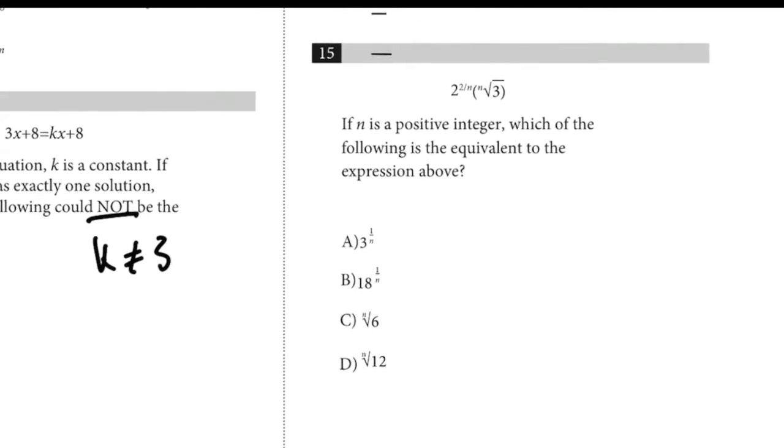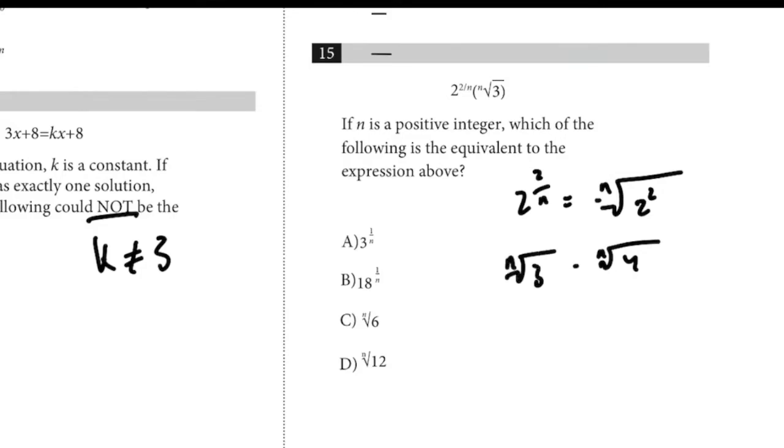For 15, if n is a positive integer, which of the following is equivalent to the expression above? So 2 over 2n equals n 2 and n over 4, because when you have a fraction, the denominator can go like right here, and the numerator goes inside the root. So this is equal to that, and it's multiplied by n 3, and since they have the same root, we can just multiply whatever is inside and keep the base the same. So we're going to get n 12, right? 3 multiplied by 4 is 12, so the answer is D here.